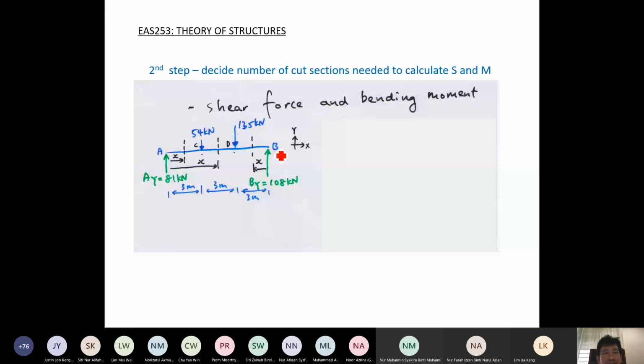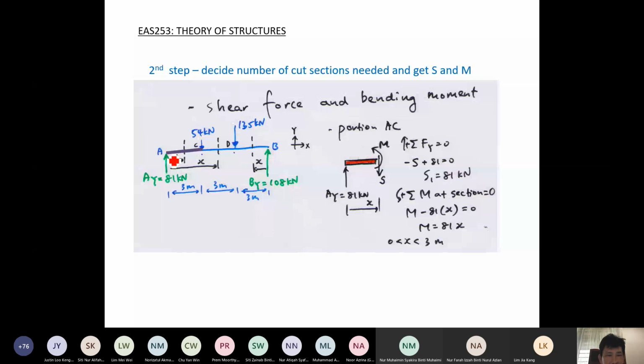After you have done the first step, get the reaction force, the second step is to decide the minimum number of cut sections needed to calculate S and M. After that, you proceed part by part. In order to get the shear force variation and bending moment variation, we start with portion AC, where we first make the first cut, and we indicate where the cut section is in general for this AC, which is coordinate X, and it starts from A here.